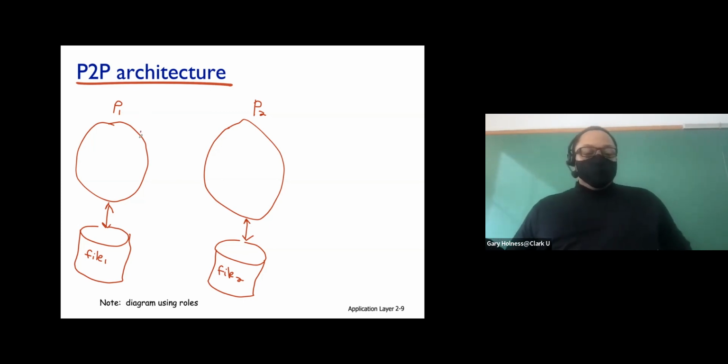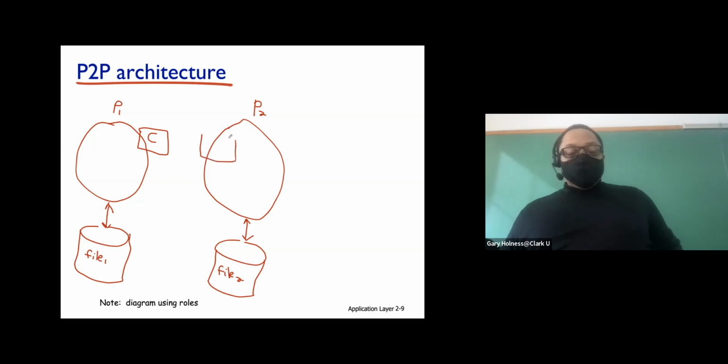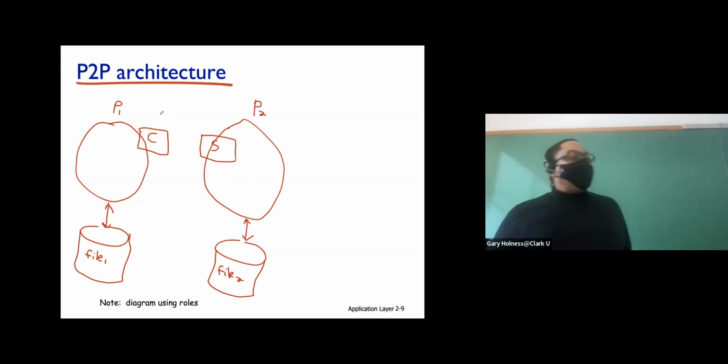I'm going to draw a little port here, a little plug, and I'm going to label that with a C for client. And I'm going to label the server role, it's always on, it responds to requests, with this port S. Now, in client-server, the client, we said, initiates the request. And let's say it says, get me some piece of music, right?